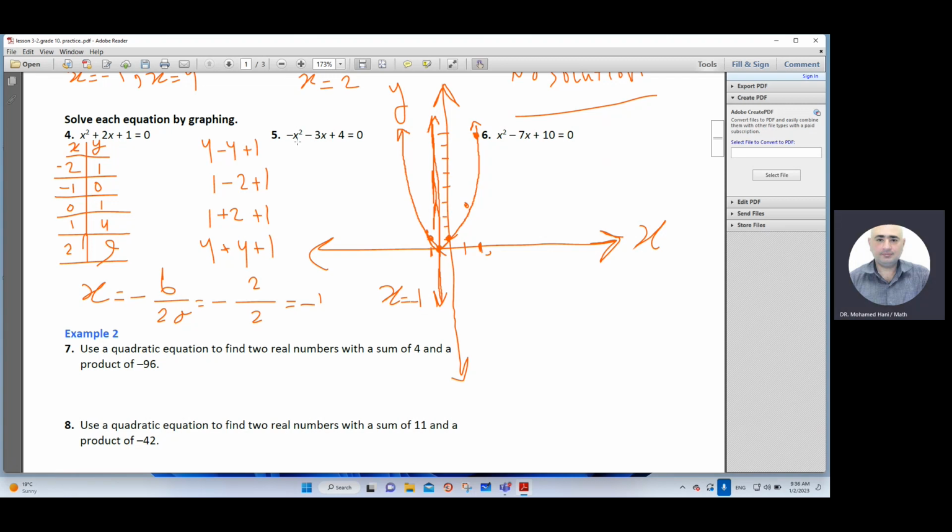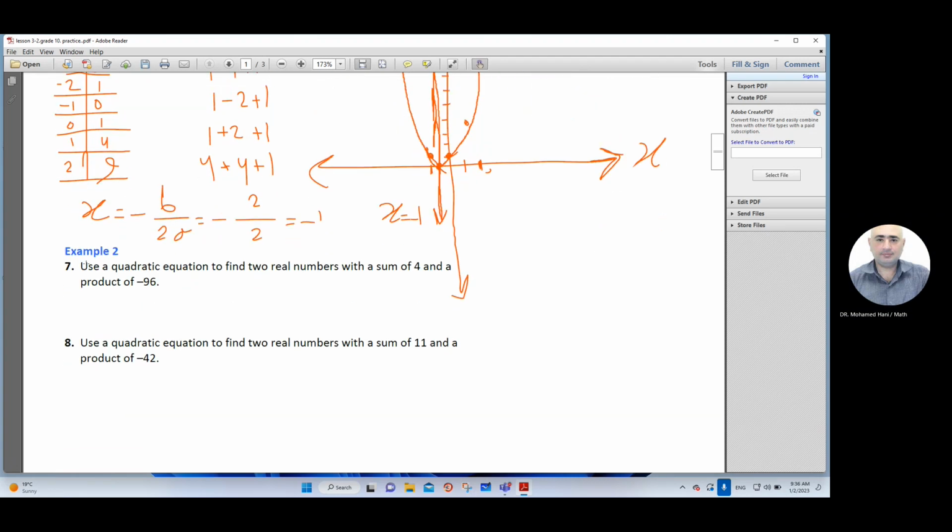Okay. And number 5, the same idea. Number 6, the same idea. Right. Example 7. Use a quadratic equation to find two real numbers with the sum of 4. And we have two terms, the sum of them will be 4. If you choose the first term x, what is the second term? 4 minus x.